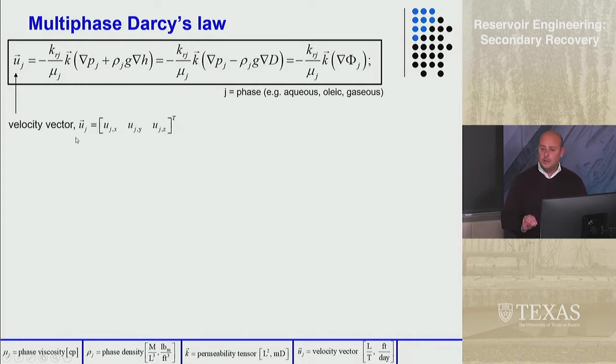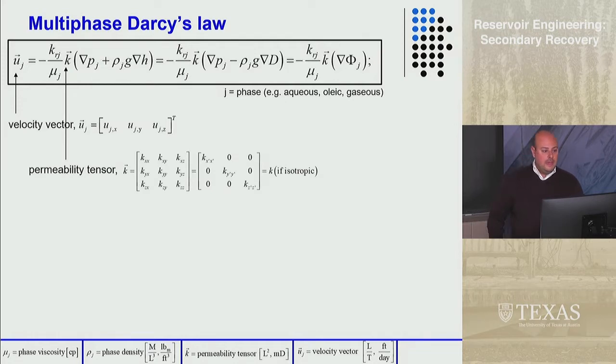Now, what does the J subscript indicate? The J subscript indicates that J is the phase. So that could be W for water, O for oil, or G for gas. You can have a water velocity, a gas velocity, and an oil velocity. K is the permeability tensor.